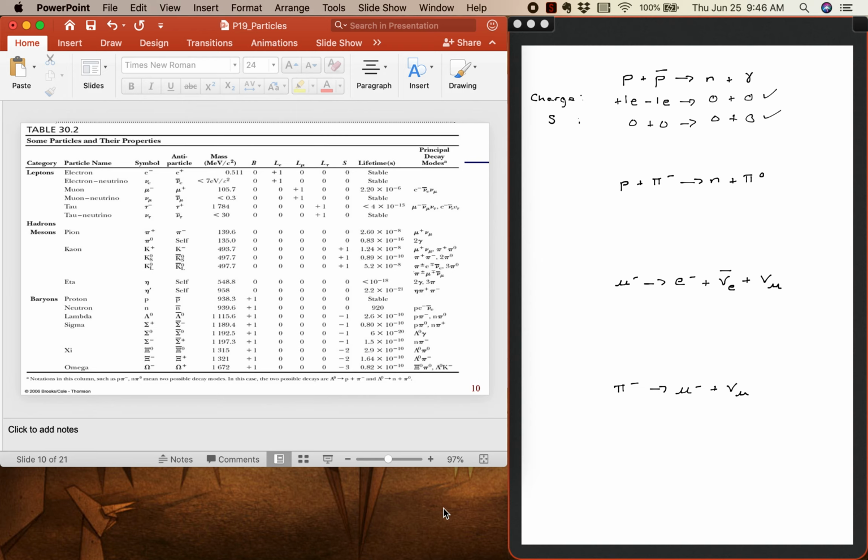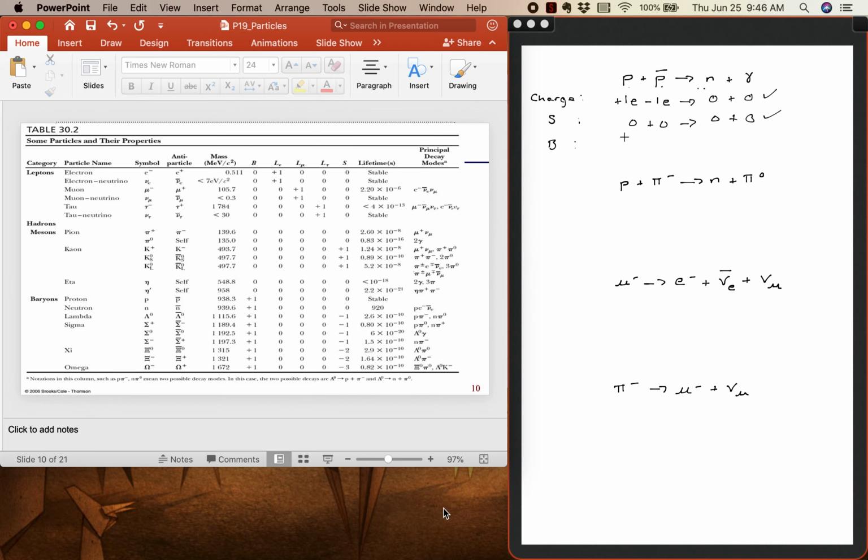And then we should also check lepton number. Well, we don't have any leptons. We have a proton, an antiproton, a neutron, and these are all baryons. They're all different kinds of hadrons. They're not leptons at all. And then a photon is 0 for everything. So we don't have to worry about checking any lepton numbers. But we should check baryon number because these are baryons.